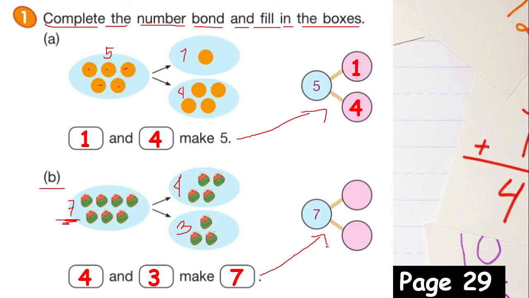So how do we bond them? Let's do it like this. You're going to write 4 in the first circle, and write 3 in the second circle. So if you add 4 plus 3, they will make 7. Okay, so the answers are already here.